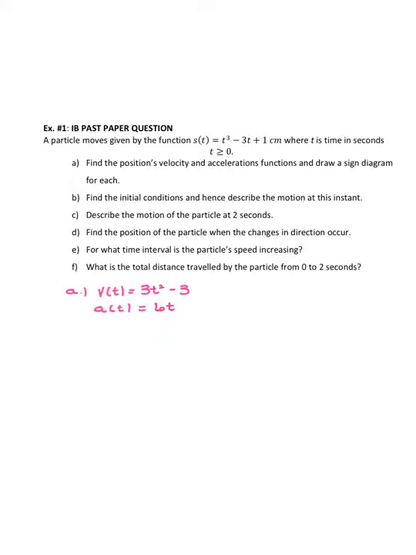Okay, it says draw a sign diagram for each. When it says that, it wants you to use those critical values. How do I find critical values again? Akil, do you remember? What's a critical value? Critical points meaning where you possibly have maximums or minimums, right? And when we're finding those critical values, it involves us setting the derivative equal to what? 0. So we have to set our velocity equal to 0 and solve for t, and set our acceleration equal to 0 and solve for t. So let's go ahead and do that now.